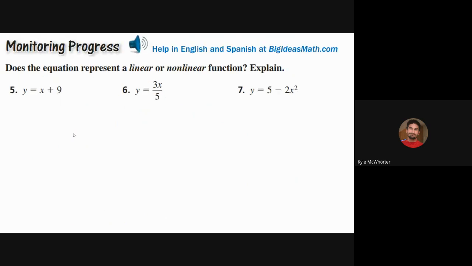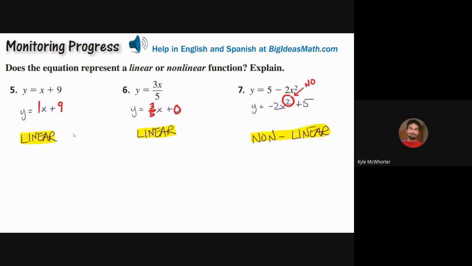All right, so check these out. What do you think? There you go. We got an x squared over here. That's non-linear. The other two can be written as y equals mx plus b, so those two are linear. Number 7, non-linear because it has x squared.